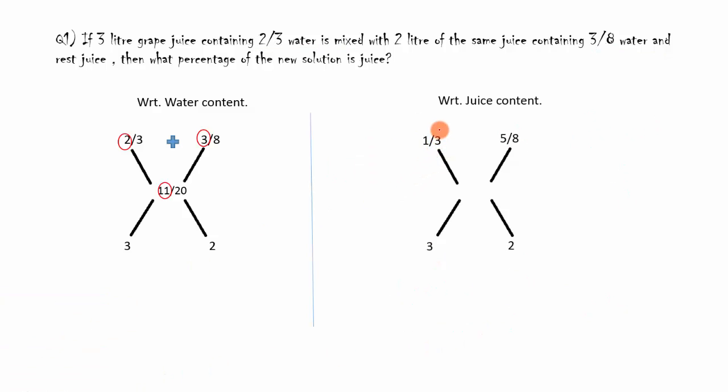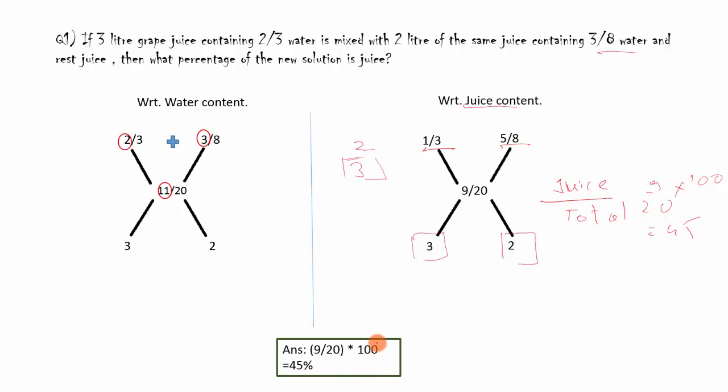So if you see here, 1 by 3 and 5 by 8. When we say 2 by 3 water, we meant if 2 out of 3 is water, the rest 1 out of this total would be juice. If 3 by 8 is water, when we are seeing it with respect to juice content, rest 5 out of total is juice. The content 3 liters and 2 liters that we are mixing here, we get 9 by 20. So here what we have found is juice out of total. So 9 liters juice out of total. What is the percentage? Again 45%. That is what we have got here.